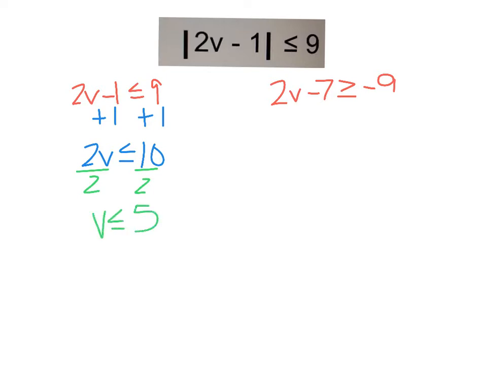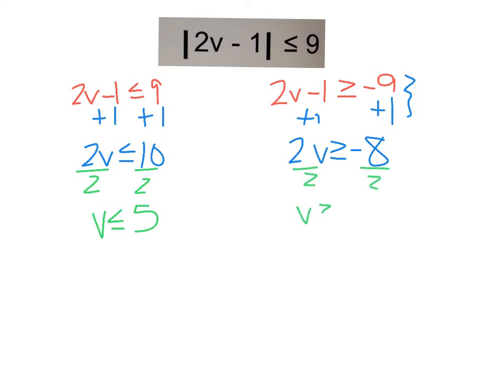On our other one, same steps, except I apologize, it looks like I wrote minus 7. Let me fix that quick. So that's minus 1. Okay, so we're adding 1 and adding 1. That gives us 2v is greater than or equal to negative 8, because here they are different signs, so we subtract and take the sign of the bigger number. That's why it's negative 8, and then divide by 2, so v is greater than or equal to negative 4.